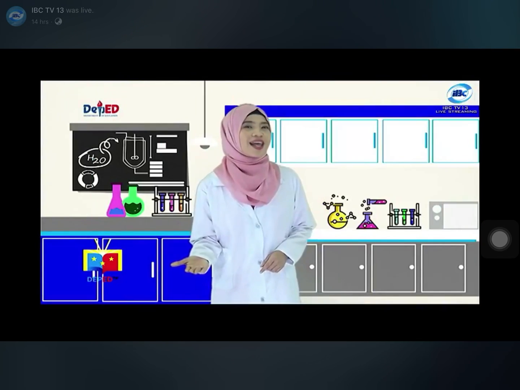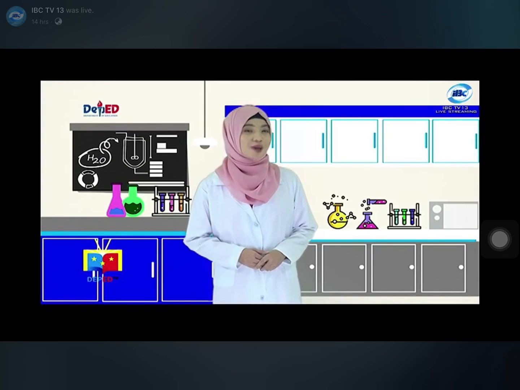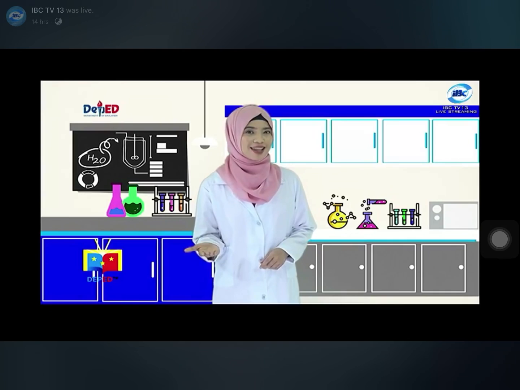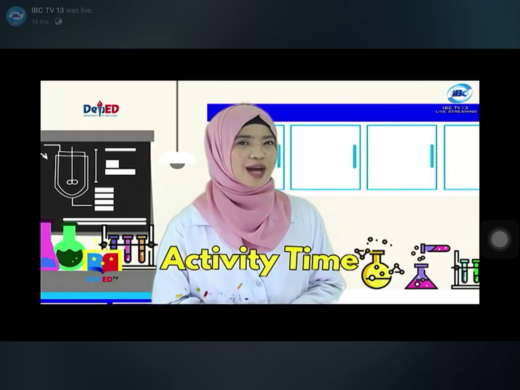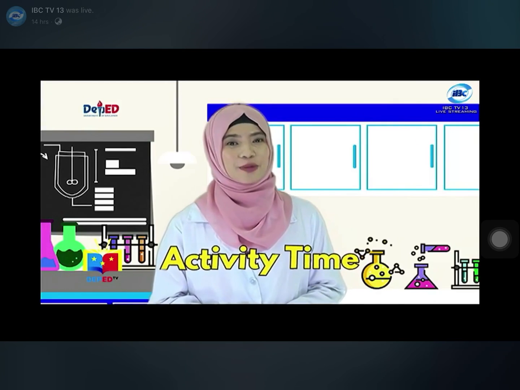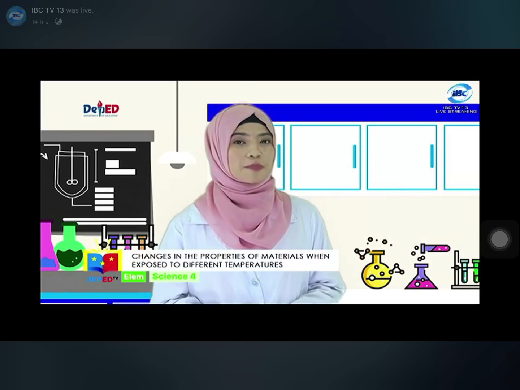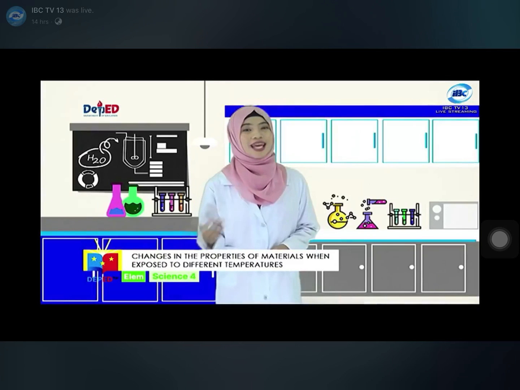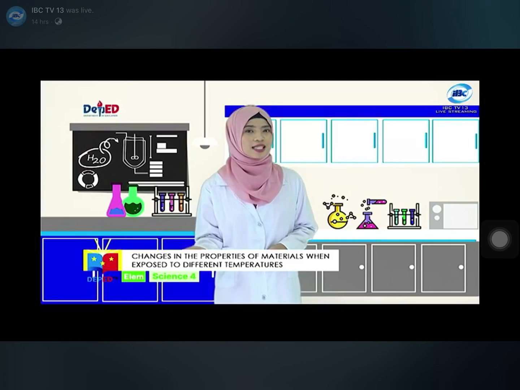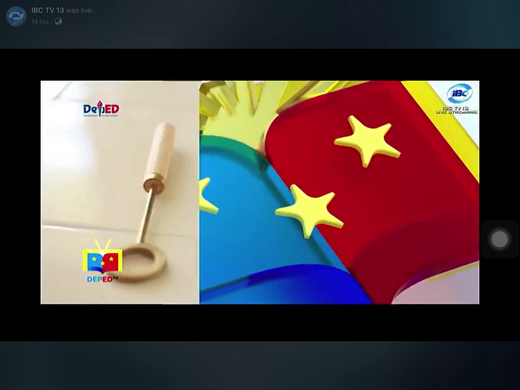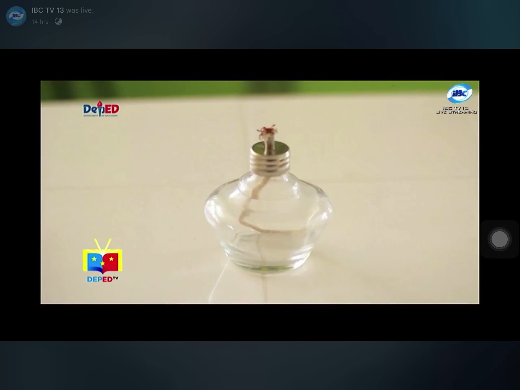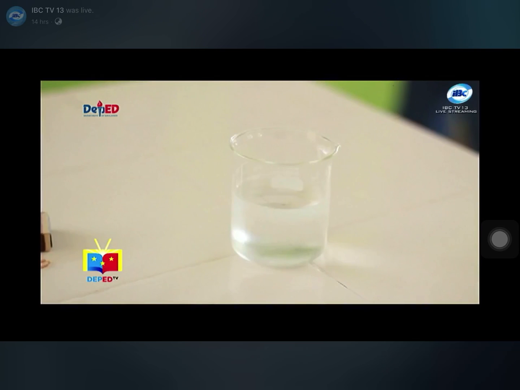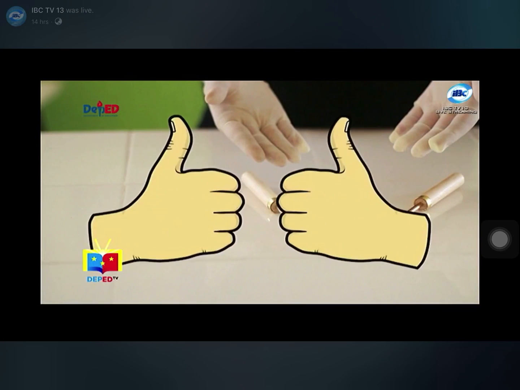In Science 4, there's always time to explore. So, make sure you are ready because it's activity time! Young scientists, this time, we will be describing the changes in the properties of materials when they are exposed to different temperatures. For this activity, we will be using these different materials, namely, a brass ball and ring, alcohol lamp, igniter, a glass of cold water. Are you ready? Thumbs up if you are ready.